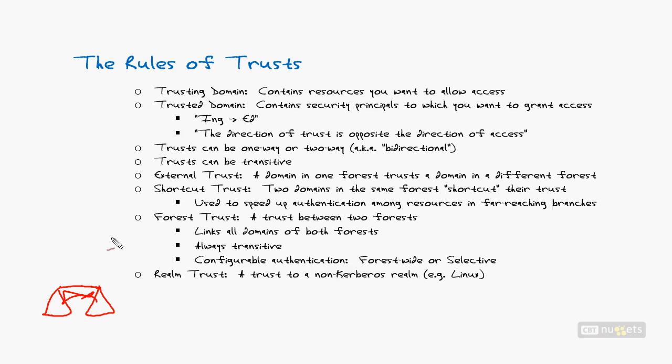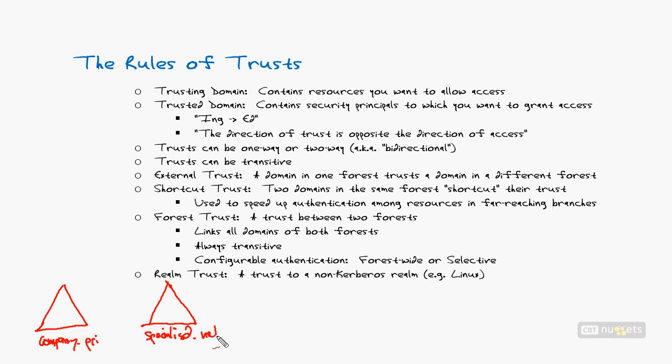So when I create a trust, let me remove my little thing here. Okay, so when I create a trust, let's go back here to my example before. Let's say I have two different companies. So company.pri, and I talked about the biscuit factory before, but I'm actually going to trust this to my own personal network here, which is specialized.net. Okay, this is my own domain. So here in our demo, we're going to create a trust.